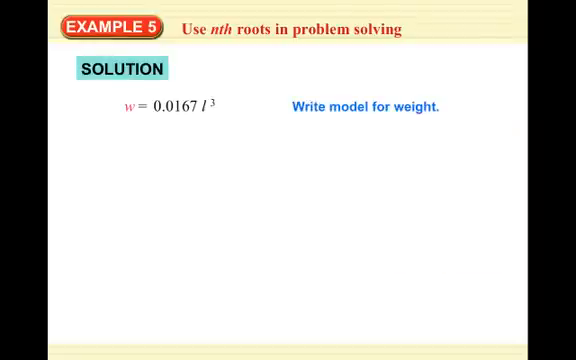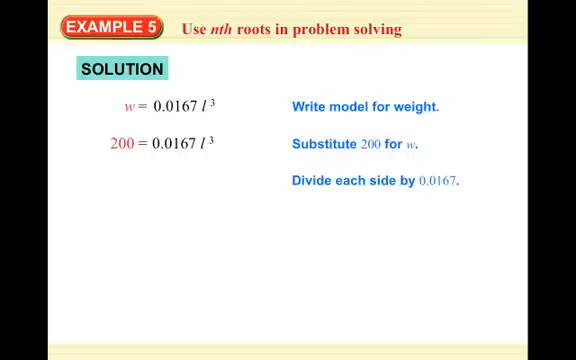Okay, so here's our model. W equals 0.0167 times L cubed. So we're going to substitute 200 for W. We're going to divide by 0.0167. Okay, so we get approximately 11,976 equals L cubed. So then we're going to take the cube root of each side.